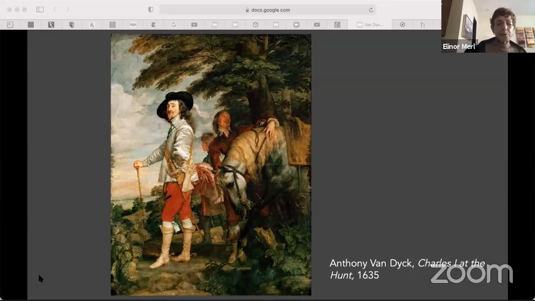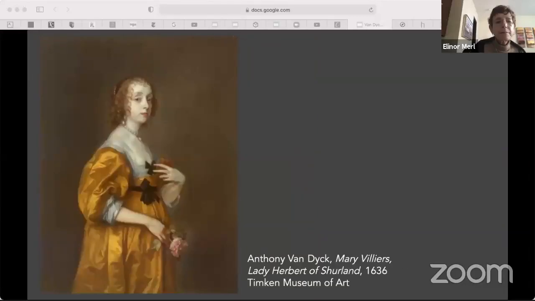Now, it was in the same period that these works were done that Van Dyck painted the work in the Timken collection, which we'll now take a look at. Here is Mary Villiers, Lady Herbert of Shirland from 1636. Mary Villiers was a favorite of King James I of England.